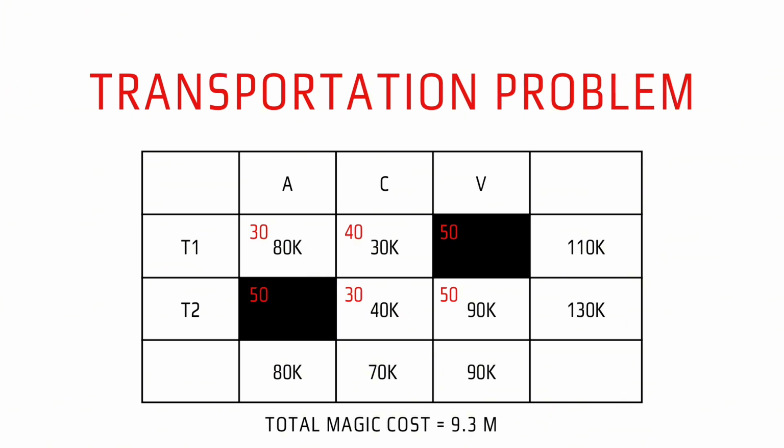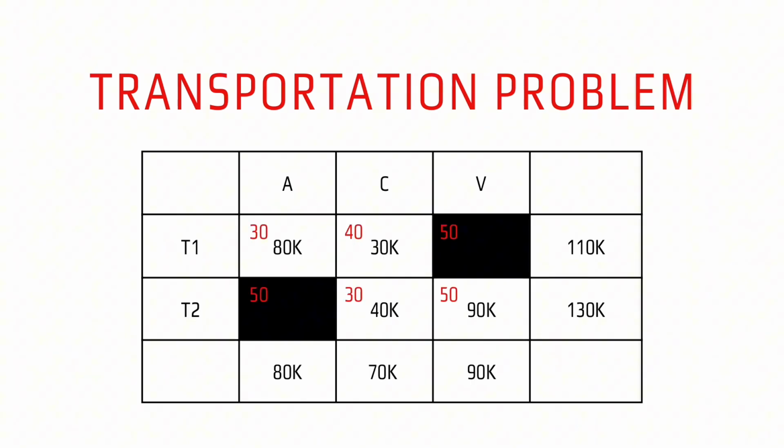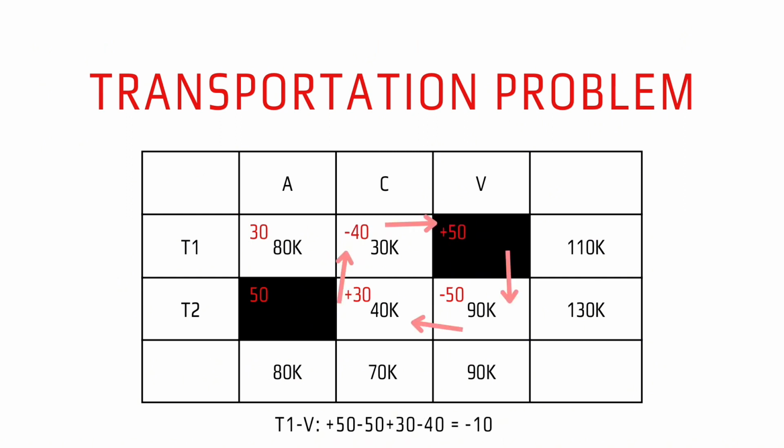However, how would we know if it is the most efficient way of transporting the magic supplies? We will use the stepping stone method. Here, we will select the unoccupied cells. First, we will test T1V. We will find the closed path where we will turn at cells which are occupied. Then, we will assign alternating positive and negative signs to the unit cost, where it starts with positive for the unoccupied cell. The path for T1V would be T1V to T2V, T2C to T1C.